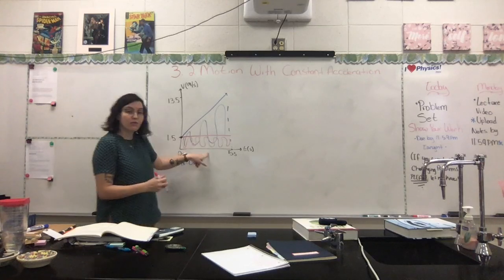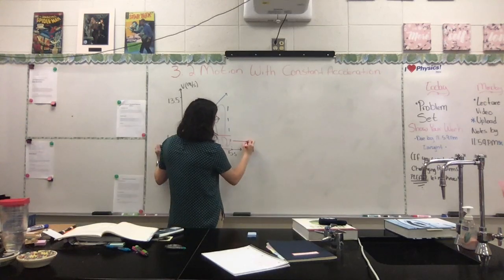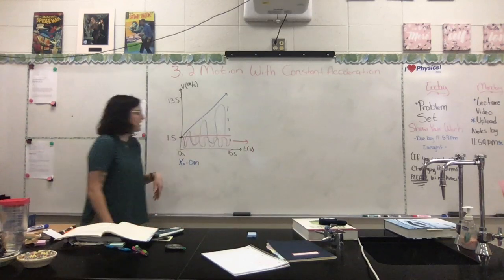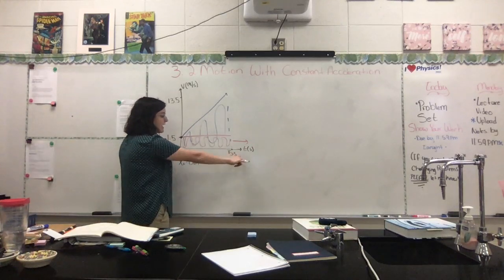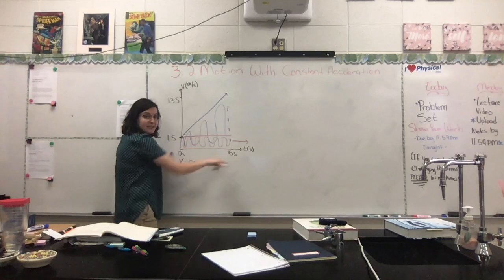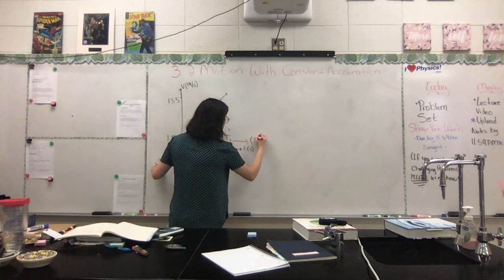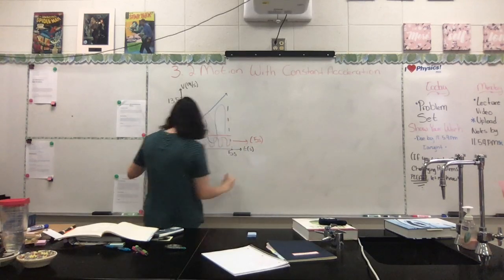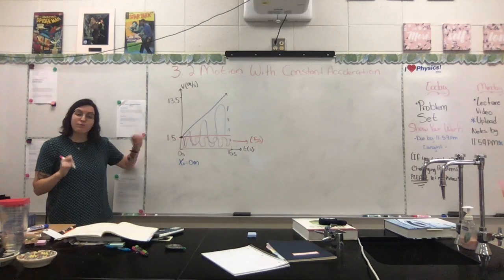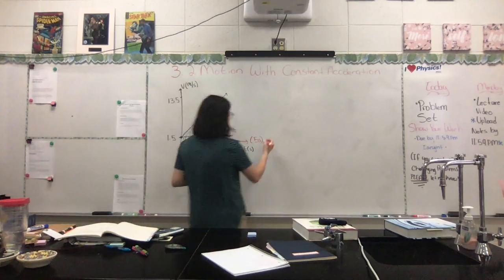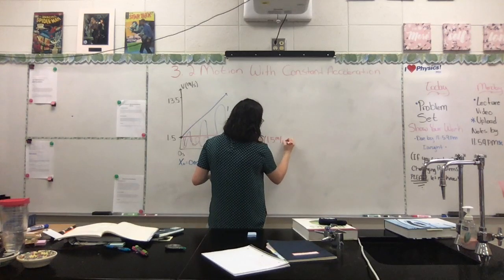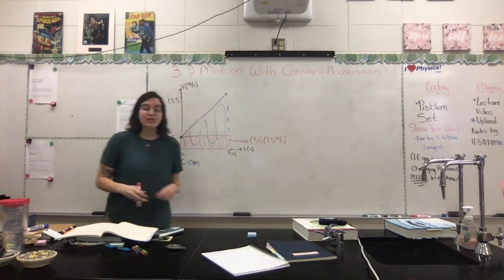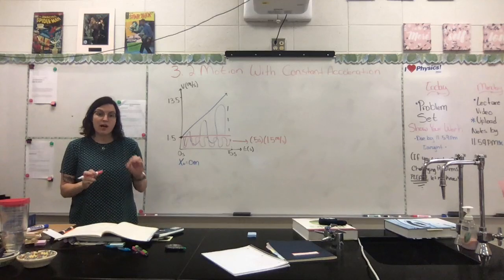So if we start out with the rectangle, we know how to find the area of a rectangle. It's length times width, right? So its length is going to be 5 seconds, and its width is going to be 1.5 meters per second. So what do you get when you do 5 times 1.5?